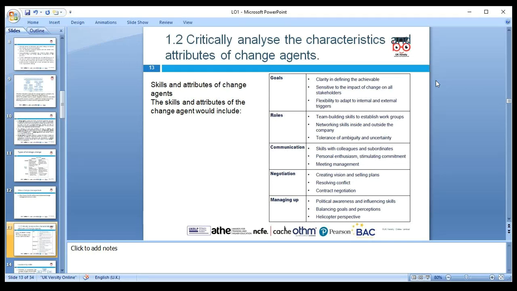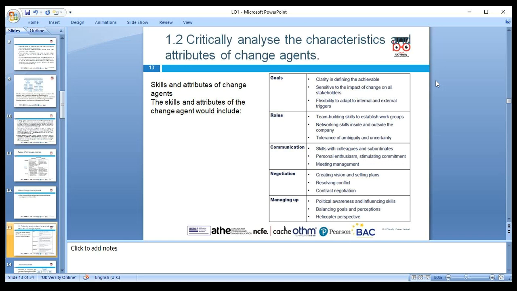Okay, then what we're looking at next now is 1.2. What is 1.2? In 1.2 we need to critically analyze the characteristic attributes of a change agent. So what are the skills attributes of a change agent?